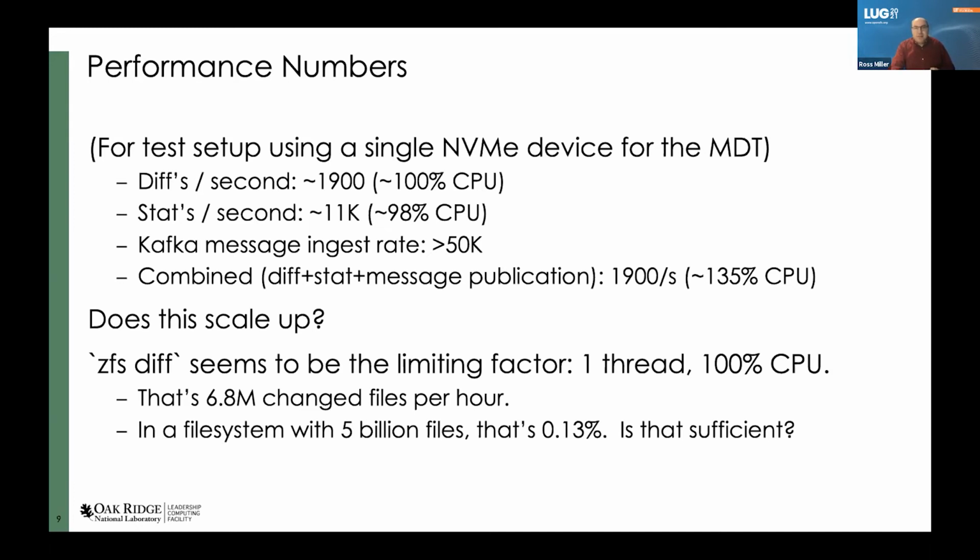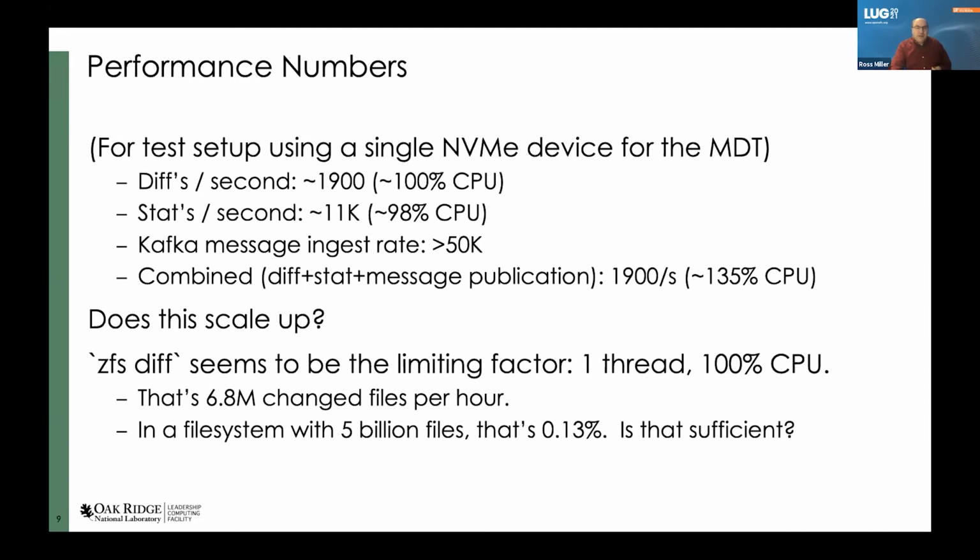There's a question about whether this actually scales up enough. The ZFS diff being the limiting factor, at 1 thread, 1,900 a second comes out to about 6.8 million changed files that it could process in an hour. As I refer back to one of the original goals, it was to try to do a scan once per hour.